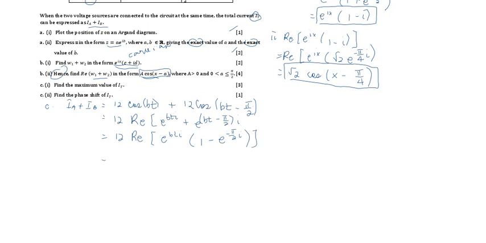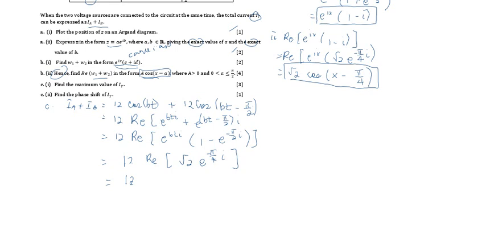And I think we already know the answer here. It's equal to 12 times its real part. This is 1 minus i. This is equal to the real part of square root of 2 e to the negative pi over 4 i. Or we have here, if we're going to write this in cis form, 12 square root of 2 cosine bt minus pi over 4.